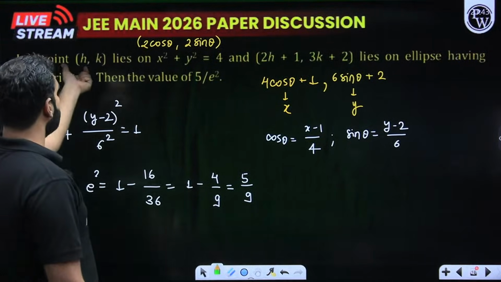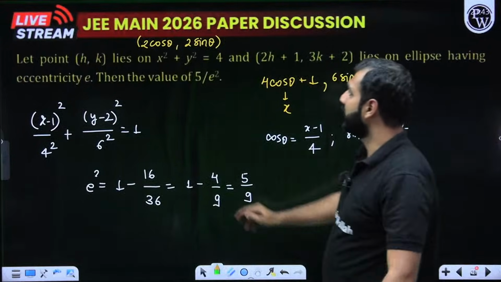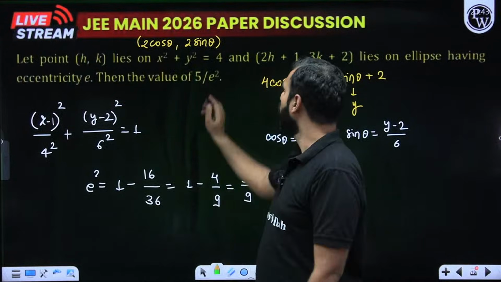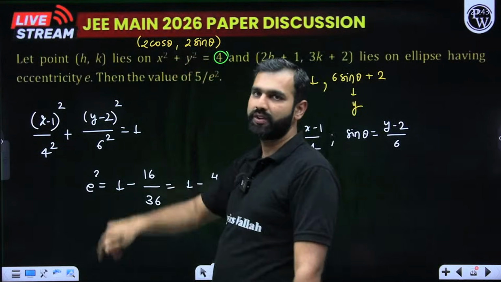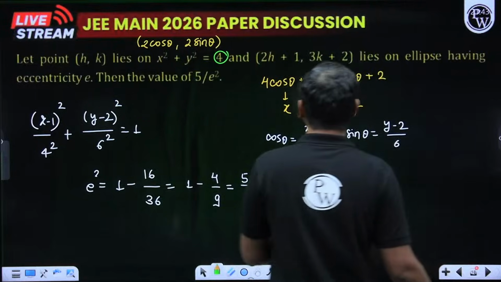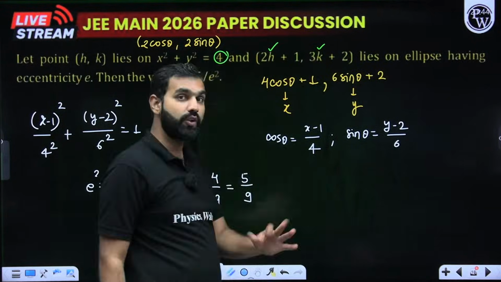Let point (h, k) lie on this circle. So any arbitrary point on this circle can be taken as (r cos theta, r sin theta). What is the r? The radius is 2. So with that, (2 cos theta, 2 sin theta) lies on this circle. But that h and k, with 2h plus 1 and 3k plus 2, lies on an ellipse.